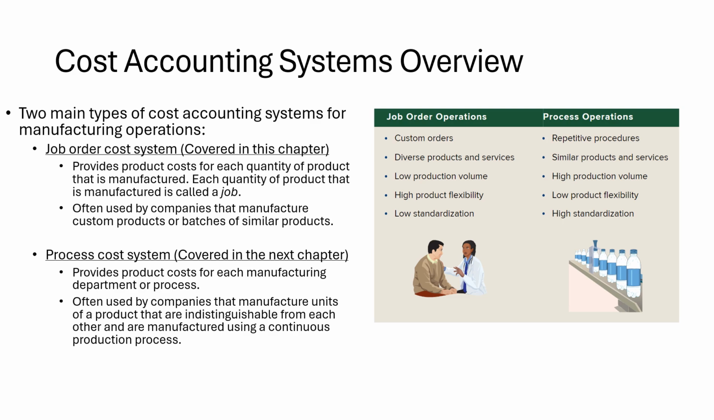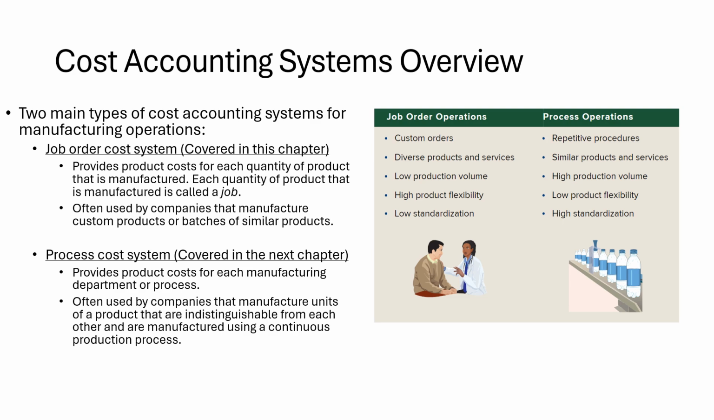This system is often used by companies that manufacture custom products or batches of similar products. So that's what we're talking about in this chapter. But just to give you an idea of the other systems so you can compare and contrast them, the process cost system, which we'll talk about in the next chapter, provides product costs for each manufacturing department or process. Whereas with the job order cost system that we talk about in this chapter, costs are accumulated by job, what we'll talk about in the next chapter is how costs are accumulated by a particular department.